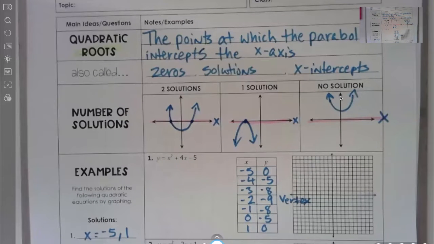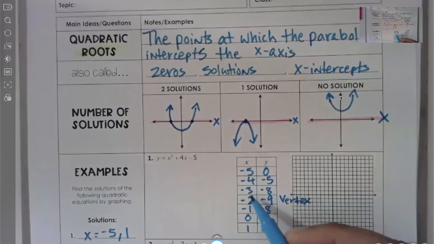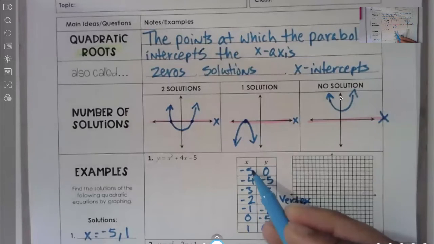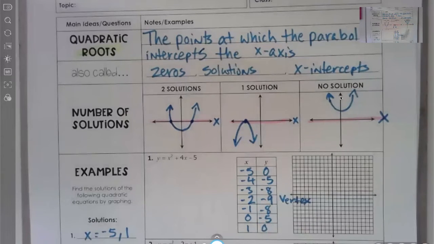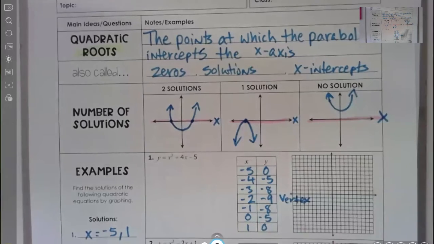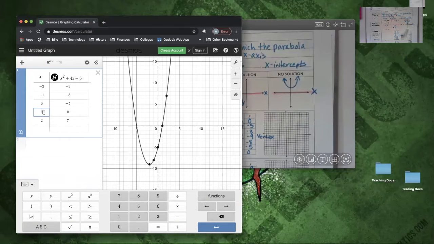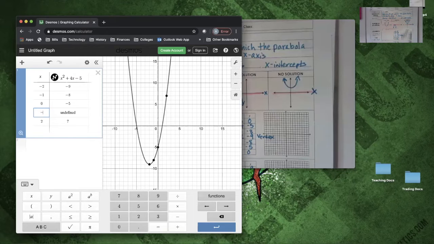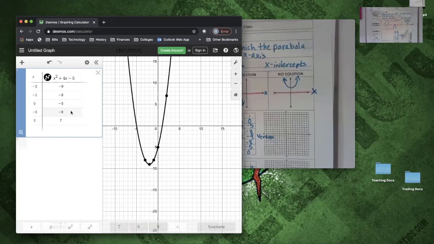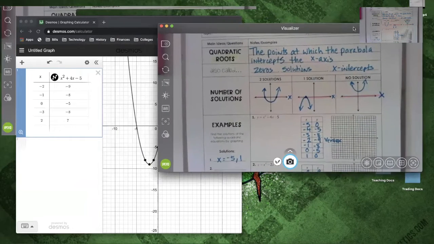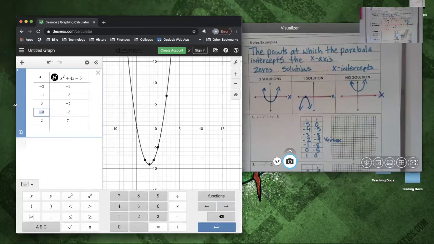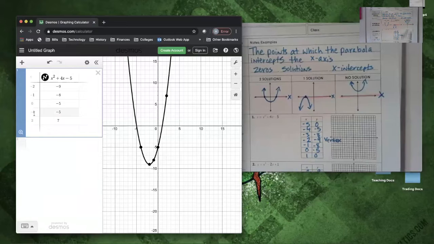So once I know my vertex, I just decided I was going to go one above it. So -3, -4, -5. So how did I get my y values, you ask? Well, with Desmos, you can actually just type it in, quite frankly. So if I want to have -3 be my x value, I know that -8 is going to be my y value. Same thing if I were to type in -4, -5 would be my y value, and so on.